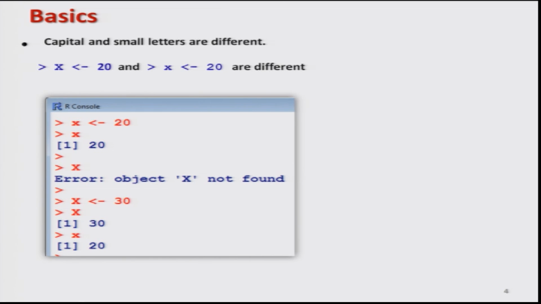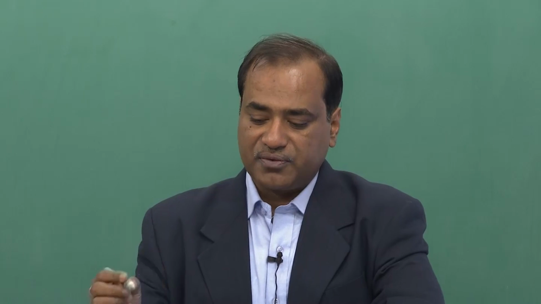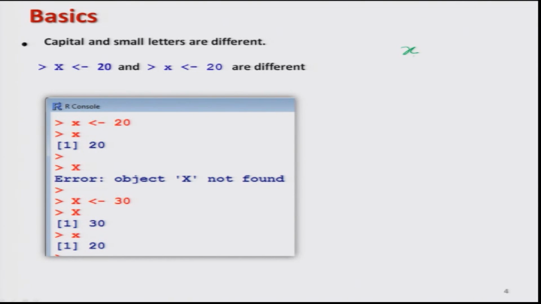Right. Okay. So now let us try to come back to another aspect. Whenever you are trying to assign a value to a variable, the variable names are given by alphabets and the values are some numerical values. In R, you have to keep in mind that there is a difference between small x and capital X. These are not the same, these are different.